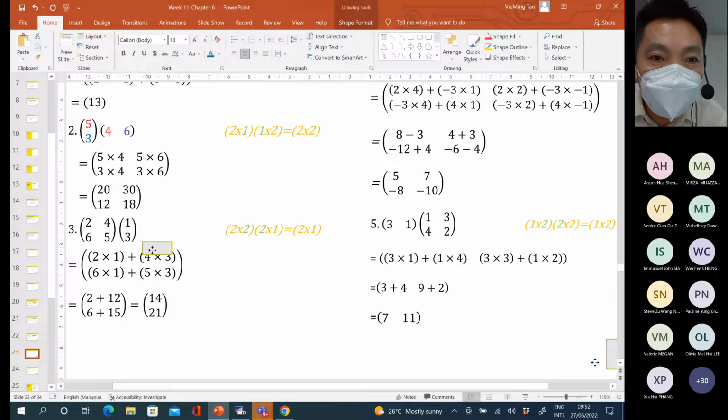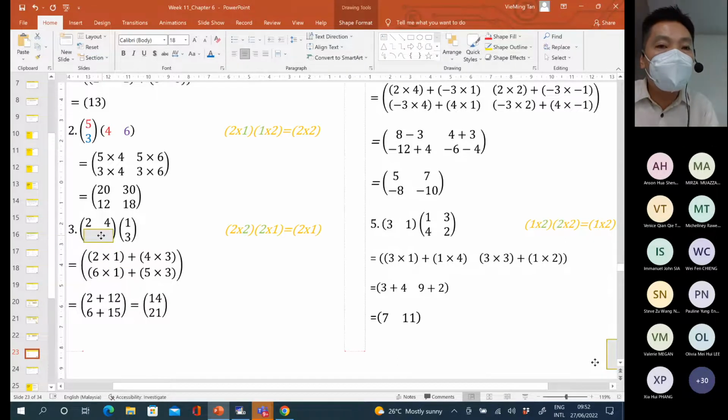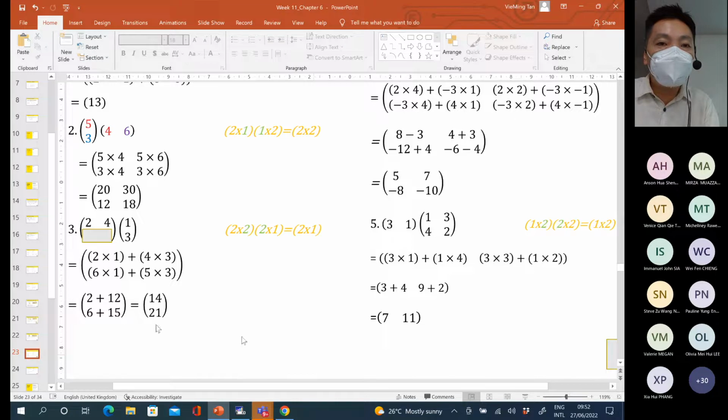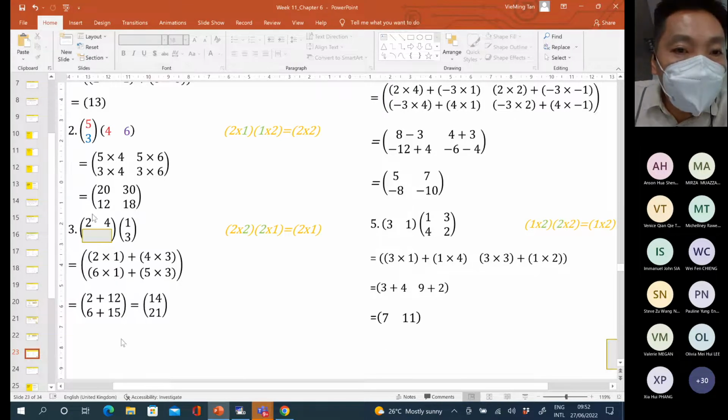Okay, so in order to get 14, we need to use the first row in the matrix A, multiply with first column of matrix B, right? First row of matrix A multiply with first column of matrix B in order to get 14. So let's try to check how to get 14. So we need to use 2 multiply 1 plus 4 multiply 3. 2 multiply 1 is equal to 2. 4 multiply 3 is equal to 12. So simplify, you'll get 14.